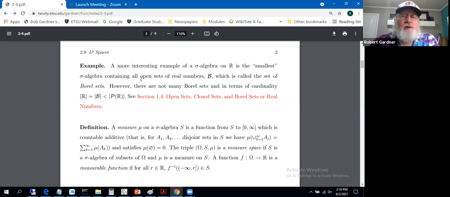It includes all open sets. Okay, then it includes all closed sets because it's closed under complements. It's closed under countable intersections and countable unions. If it includes all open sets, it includes all countable intersections of open sets, which is a new class of set and an example of a Borel set.